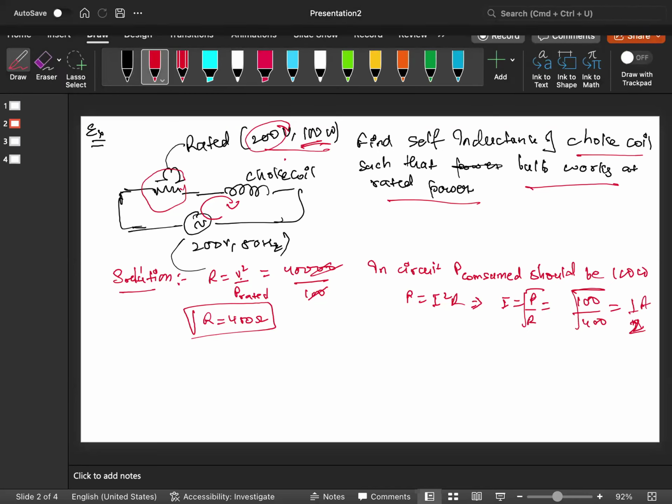Now what do you have to calculate now? You got the current, right? How should I go further? To calculate L, you don't have any way. If you anyhow calculate XL, you can use this, right? You can calculate L is equals to XL by omega. So to do this, you need to calculate XL, right?